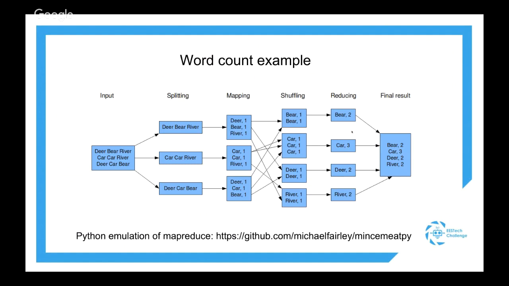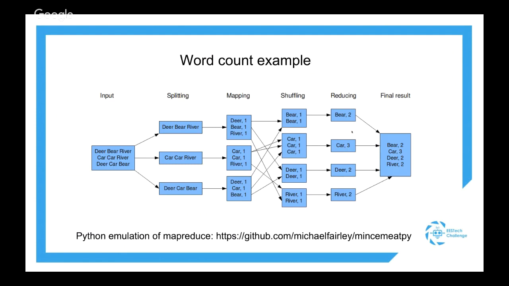workers have done this mapping, there is a shuffling process that happens where basically the key value pairs with the same key are all assigned to a specific server. So for example, you see in the shuffling process that all the key value pairs with the word bear go to the first processor. All the key value pairs with key equal to car go to the second one, and so on. And then you essentially aggregate and reduce this to specific dictionaries. So at the end, the final result is that the word bear appeared twice, the word car appeared 3 times, the word deer appeared 2 times, and the word river appeared 2 times.